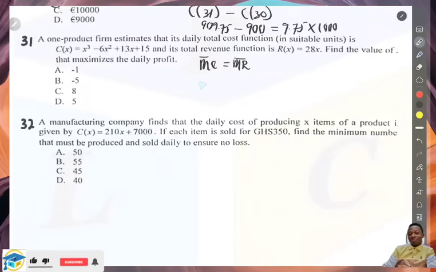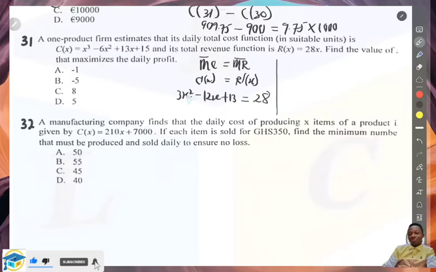So we say that cost prime of x should be equal to revenue prime of x. So let's differentiate x cubed minus 6x squared plus 13x plus 15. Differential of x cubed, we get 3x squared. Differential of 6x squared, we get 12x. Differential of 13x is 13. Differential of 15 is 0. That should be equal to the differential of 28x, which is 28.